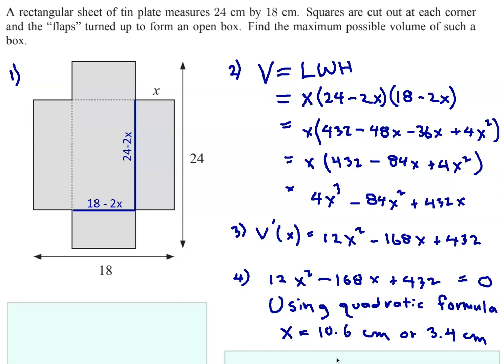Now, if you look at x equals 10.6, and you look at the width of this piece of tin, it's only 18 centimeters wide. You can't cut out a square from there and there. That's 10.6 centimeters on the side. So we can eliminate that answer. It doesn't fit the practical problem that we're trying to solve. So it looks like we found a turning point, or I should say a stationary point. x is 3.4 centimeters, rounded off to 1 decimal place.